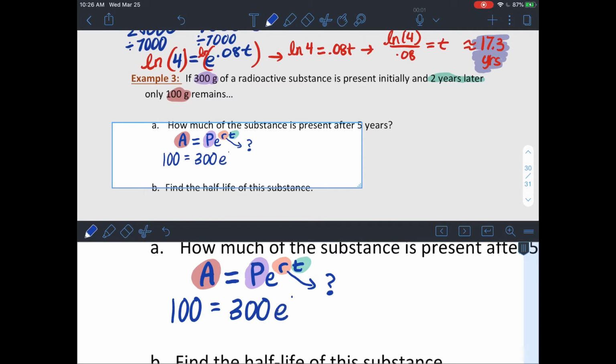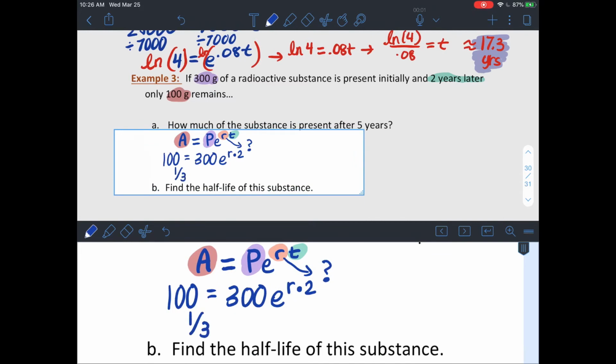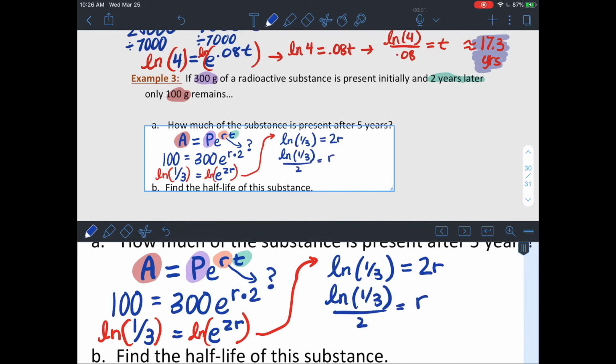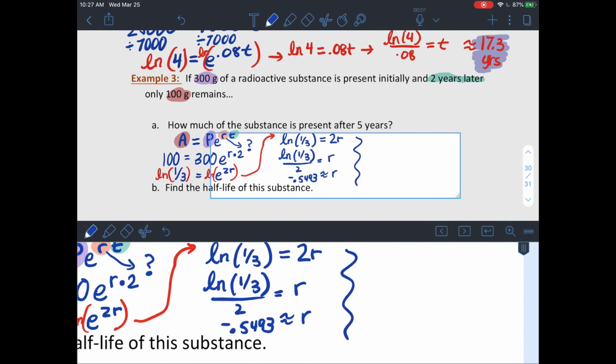So if I plug in what I know, I'm going to have it set up like that. I could divide to get 1/3 equals e to the 2r power. Again, natural log's your favorite on these base e functions, natural log of both sides. You'll have natural log of 1/3, and then you will have to divide that by 2, because that's what 2r equals, which is going to give you that your radioactive substance's amount is decreasing by negative 54% each year.